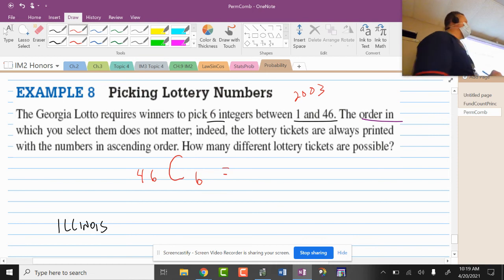Come on, help me out. What is that? Speed it up here. What's 46C6? Try to sprout out the number. Anyone got it? Raise your hand when you got it, and then you can tell me. Yes?